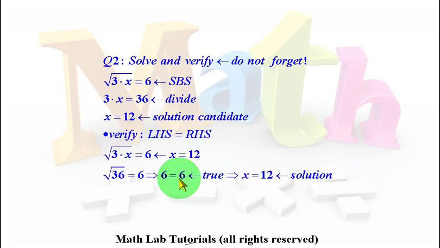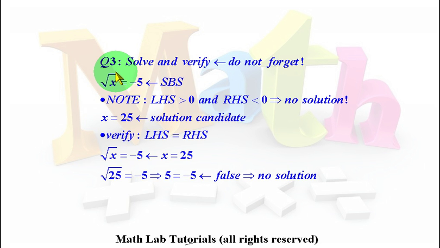Obviously, this is true. And that means we can declare x equals 12, which was initially the solution candidate, as the actual solution. Okay? So 12 is the solution in fact. At this point over here, without verification, it was only a solution candidate. Why? Because we had to square both sides. Okay? So a solution candidate may or may not be a solution in fact. So let's go on to the next slide.